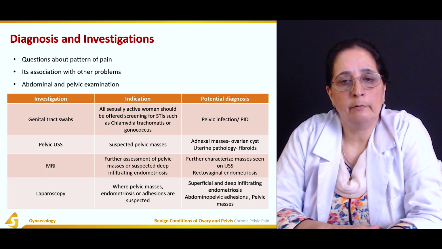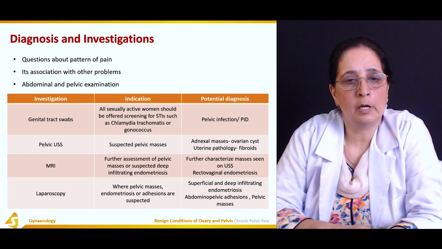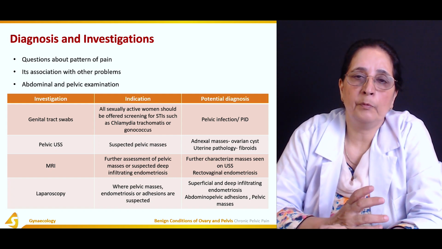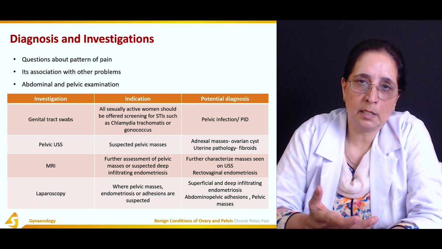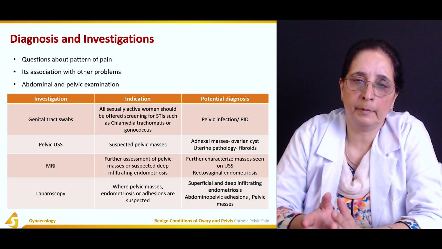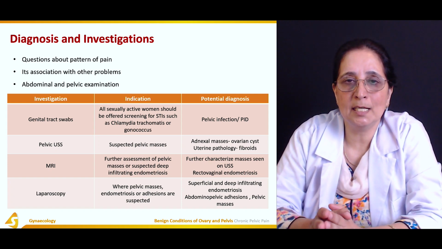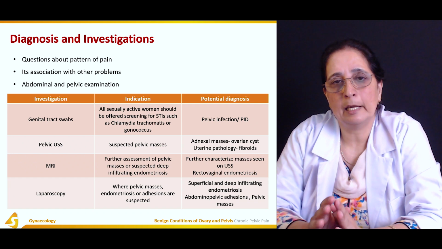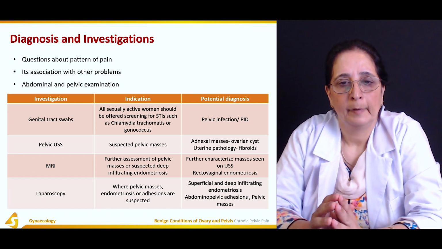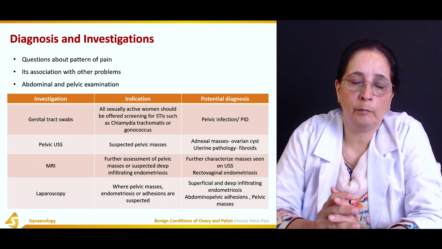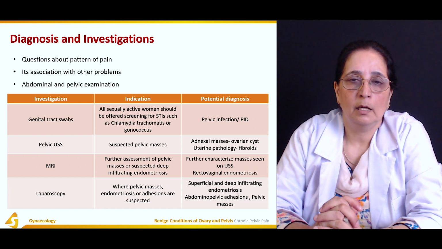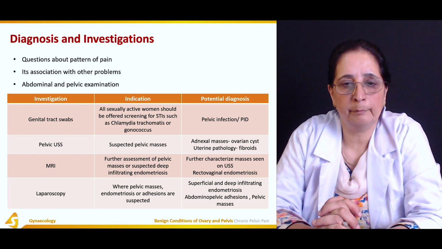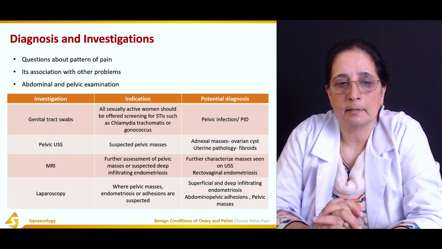Now, some diagnosis and investigations done for chronic pelvic pain. History is important. In history, ask the patient what type of pain they have, whether it's a constant pain, whether it occurs in episodes, whether it's dull, radiating, or colicky. These are very important questions that can lead to the diagnosis. Or is the pain associated with any other problems? Is there any incontinence of urine? Is there any nausea or vomiting with the pain? All these are important questions.